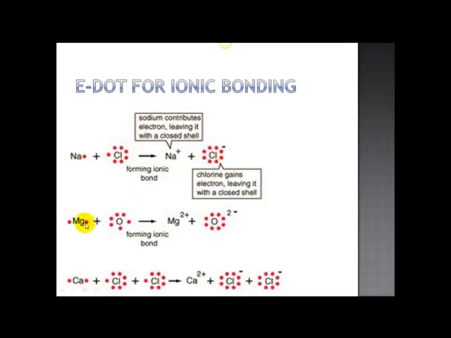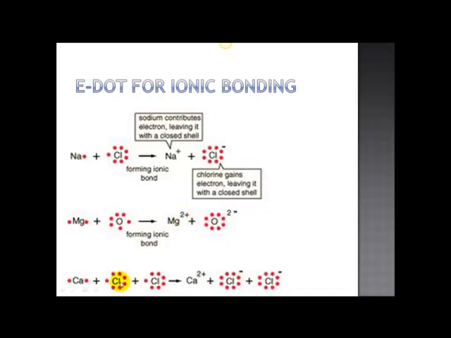Mg needs to lose 2. Now keep in mind, if you knew the Bohr model, if it lost these 2, just like with sodium, its backup shell would be full. So it loses 2 to get full. This one gains 2 to get full. That's why Mg and O work well together. And see, the charges cancel out. +2 and -2. That's how you know it's a good bond.